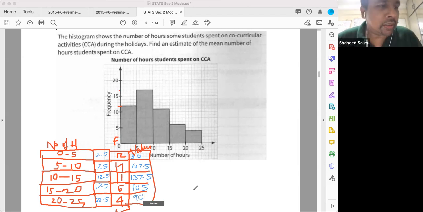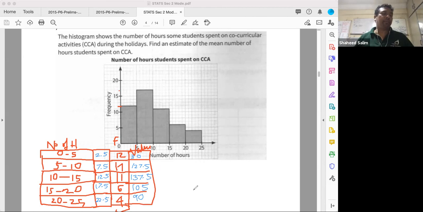Okay, so you add all the frequency up and just divide, right? That's what we do. Total divided by the number of items. So the number of items is the frequency. This is called fx.